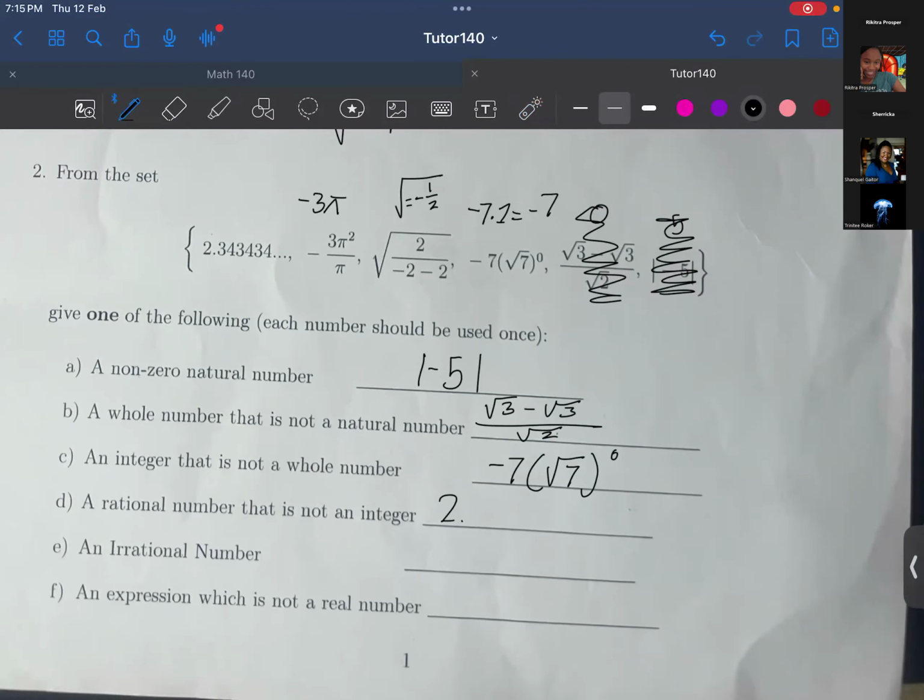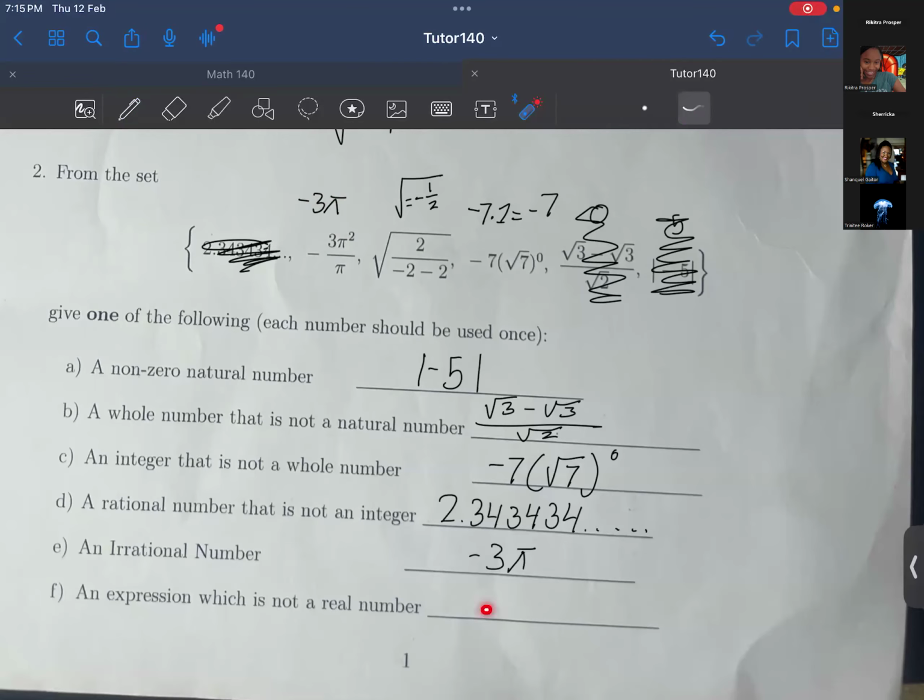So 2.343434, and then it goes on. Cross this off. An irrational number, negative 3 pi. If you see pi, just know pi is an irrational number. So negative 3 being multiplied by pi still makes it an irrational number.